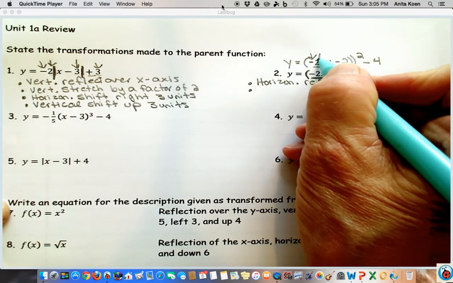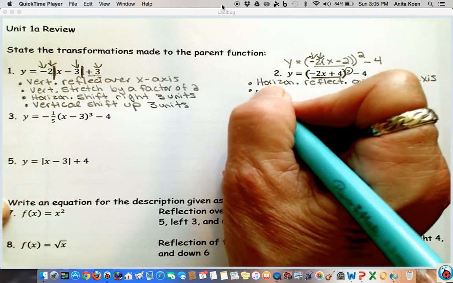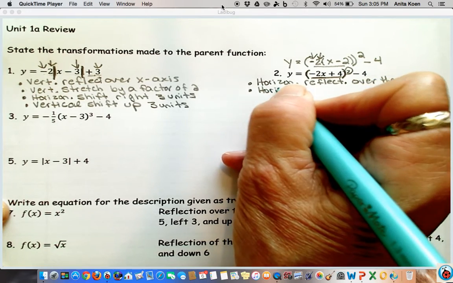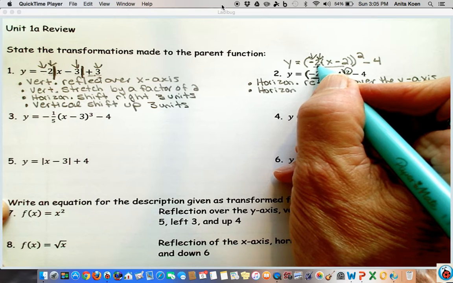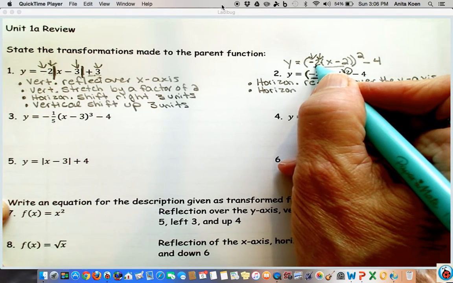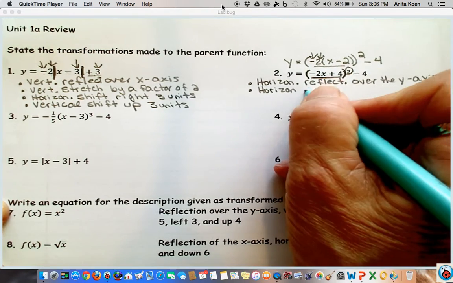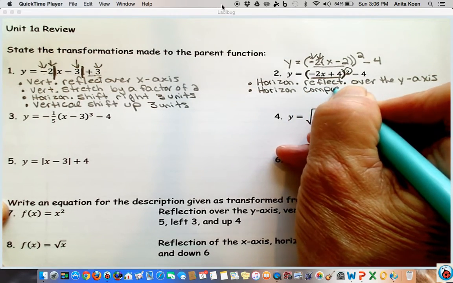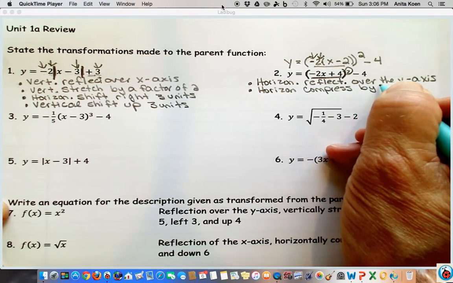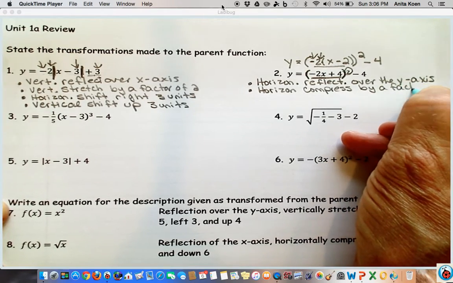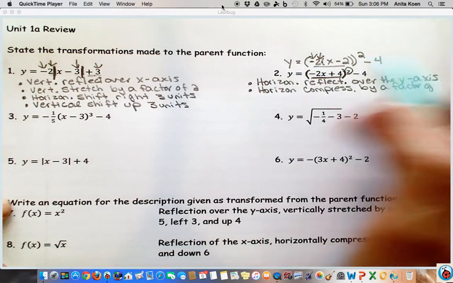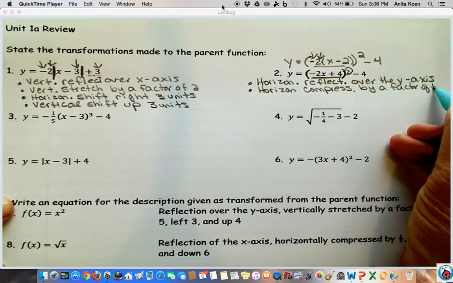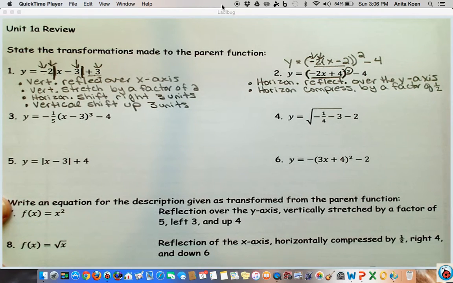The next thing I'm going to see is this 2 that's being multiplied. It's on the inside, so it's still horizontal. It's being multiplied, so it's either a stretch or a compression. Since it's on the inside, a number bigger than 1 is a compression by a factor of, and then I have to take the reciprocal of this number. The reciprocal of 2 is 1/2. So this is a horizontal compression by a factor of 1/2.